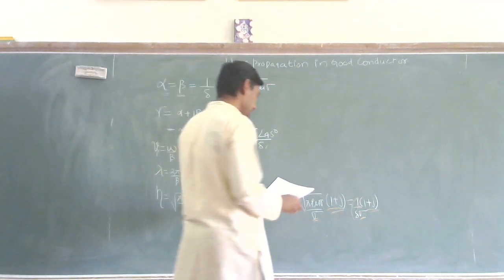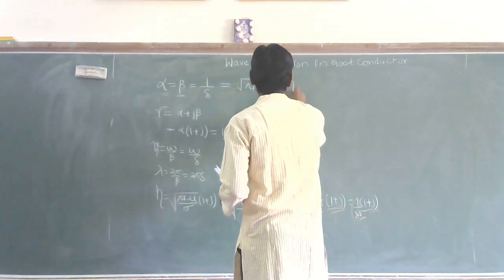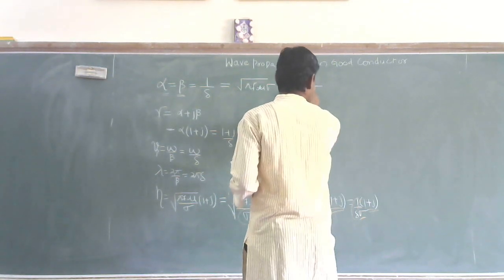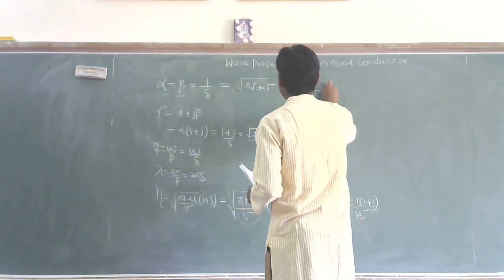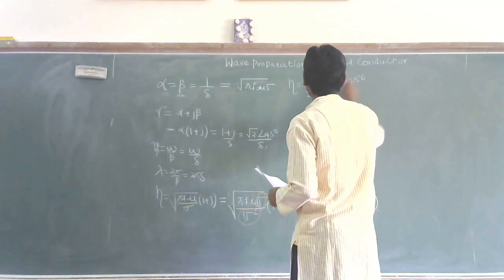So that is the simplification for that eta, and we can write the eta in one more way, that is 1 divided by delta sigma, times 1 plus j, which is nothing but, as we said, root 2 at an angle of 45.